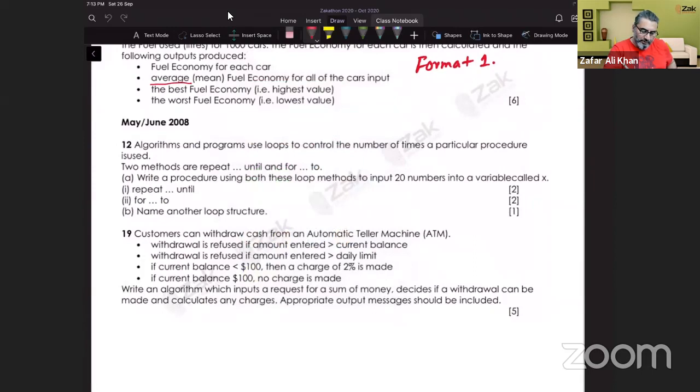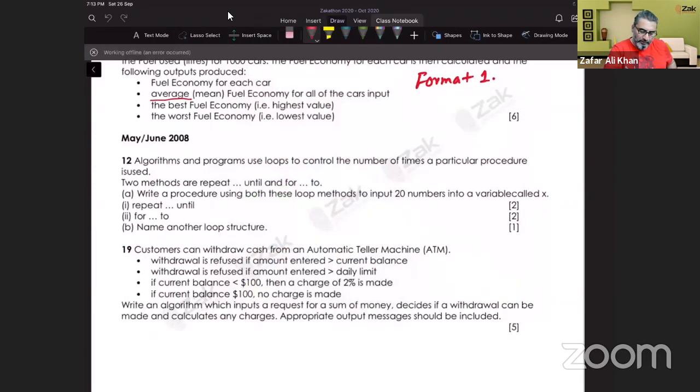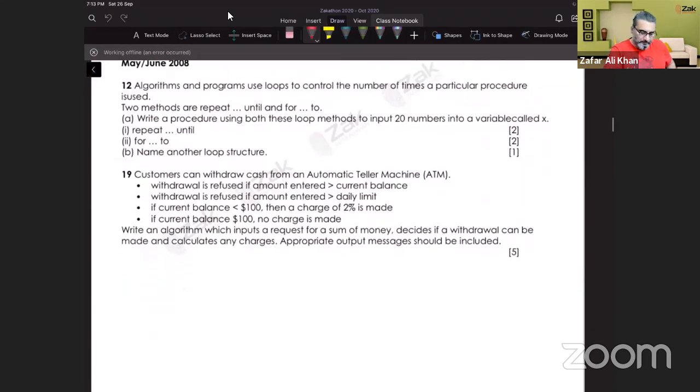Write a pseudocode using both these loop methods to input 20 numbers into a variable called x. You can do that easily. I'm just going to skip. And part B says to name another loop structure, that is while and end while.